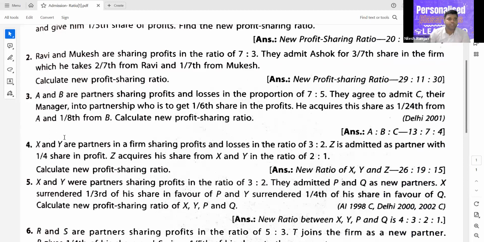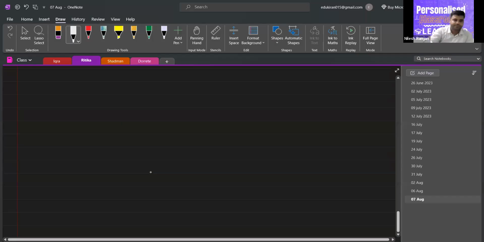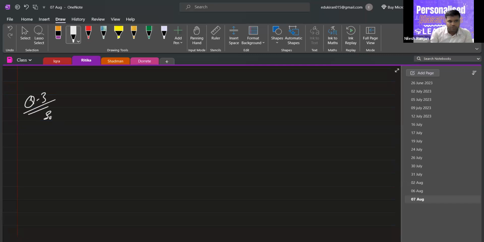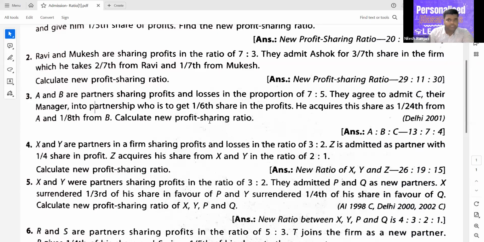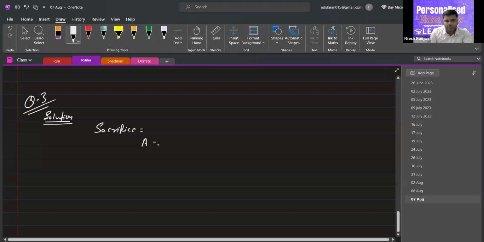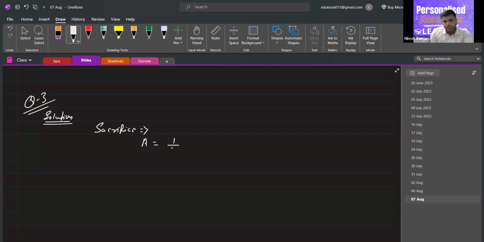So what we have to do here, we will deduct it from their old ratio. Question number 3, solution. So sacrifice is given already. For A, it is 1/24, and for B, it is 1/8. Now, new ratio.